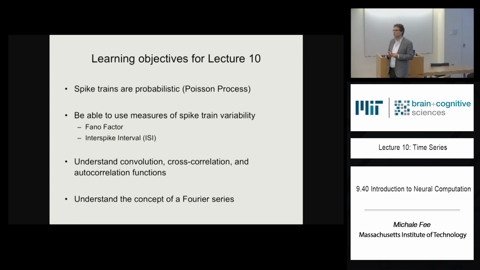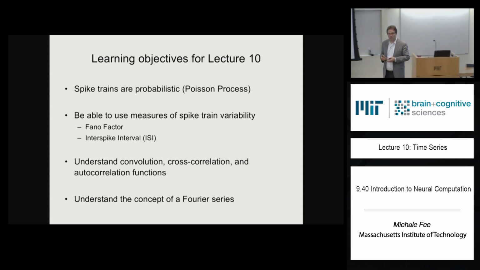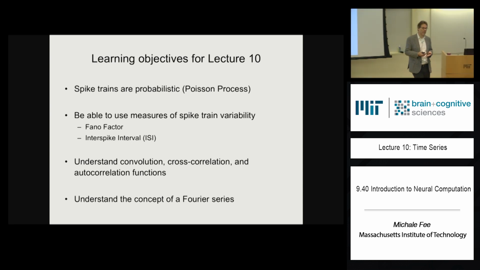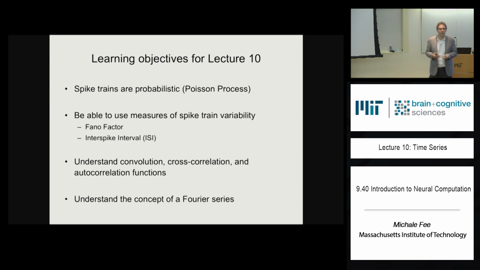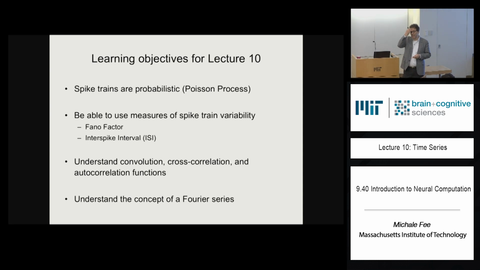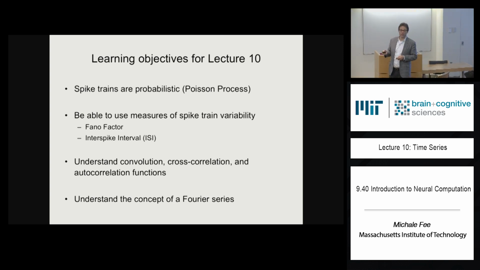So an important thing that neuroscientists often think about when you measure spike trains is how variable are they? How reproducible are they in responding to a stimulus? Okay, and a number of different statistical measures have been developed to quantify spike trains, and we're just going to describe those briefly, and I think you'll have a problem that deals with those.